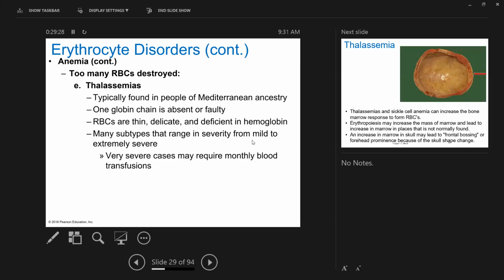This hemoglobin is the heme unit with the iron and protein globin. So what happens is that in thalassemia, you produce very fragile red cells. They look like red cells. They're very fragile, and they don't have enough hemoglobin in them. They don't work well.